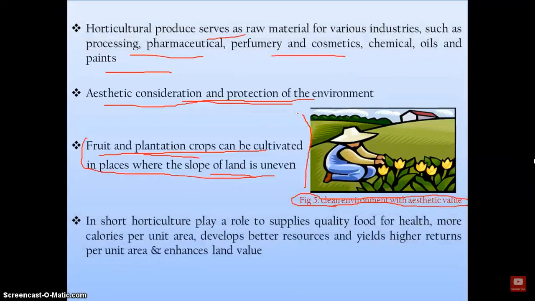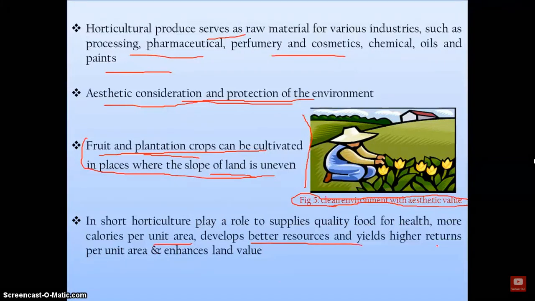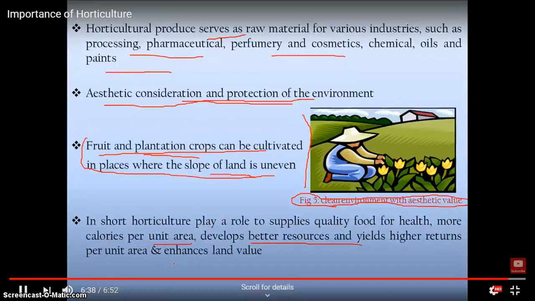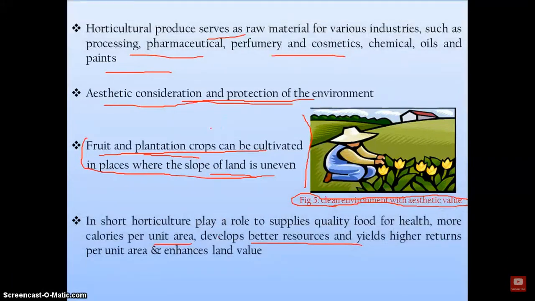In short, horticulture plays a role to supply quality food for health, more calories per unit area, develop better resources, yield higher returns per unit area, and enhance land value. So these are all the important functions of horticulture.